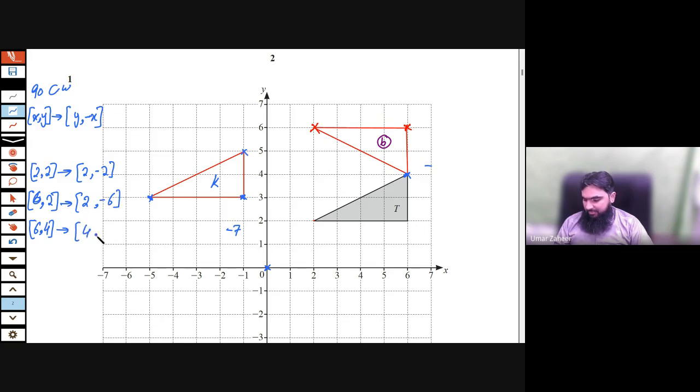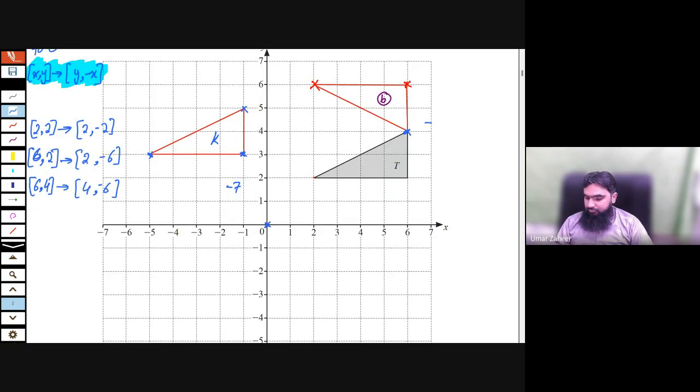Interchange them, 4 comma 6, change the sign of the y coordinate. This is the formula that we are going to use for a 90-degree clockwise rotation. Now we will get the new distance, 2 and minus 2. So x is 2, 1, 2, and minus 2 means 2 downwards, 1, 2. The point is going to be at this point.